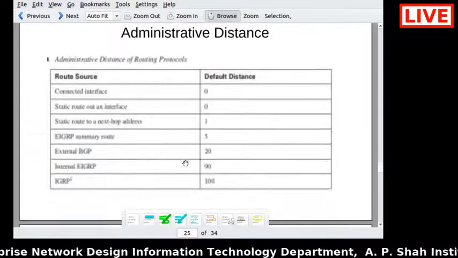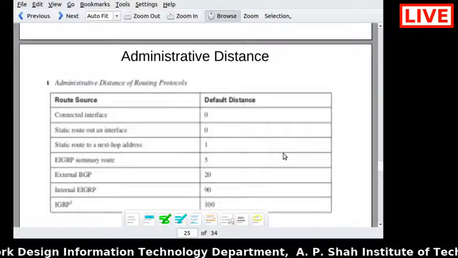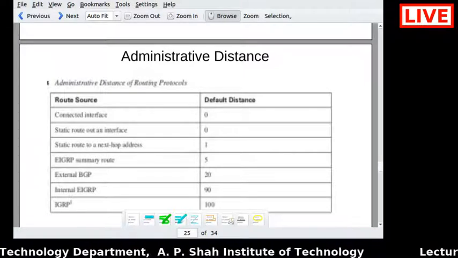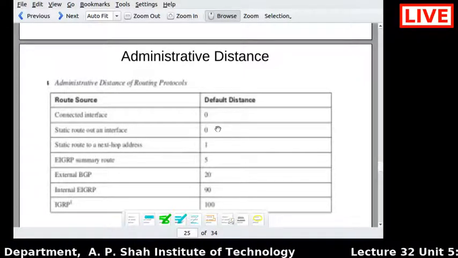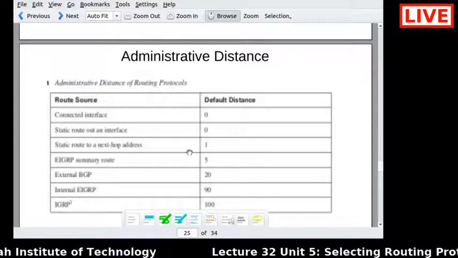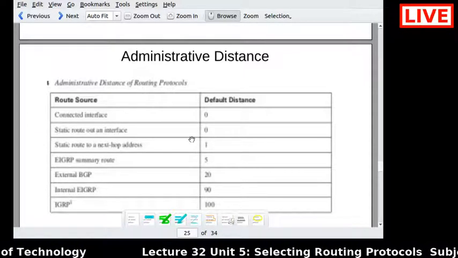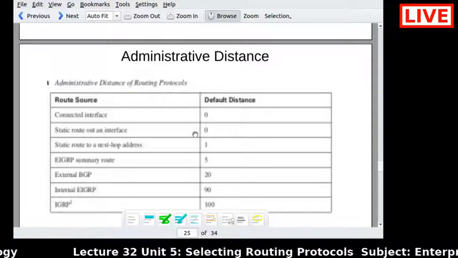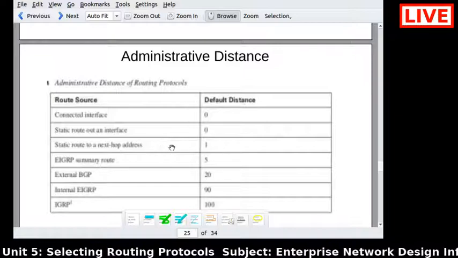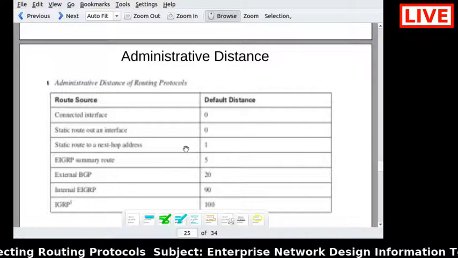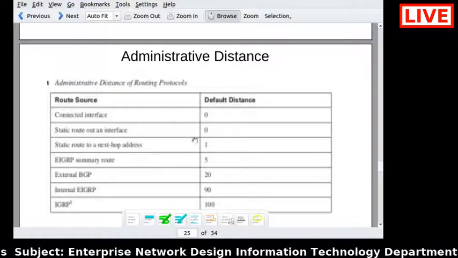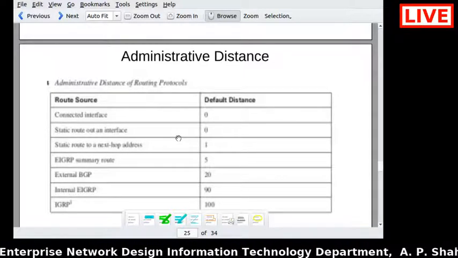Then we will come to our topic, administrative distance. Most protocols have their own metric structure and algorithms, which are incompatible with other protocols. So it is very critical that a network using multiple routing protocols be able to seamlessly exchange route information and select the best path across the multiple protocols.